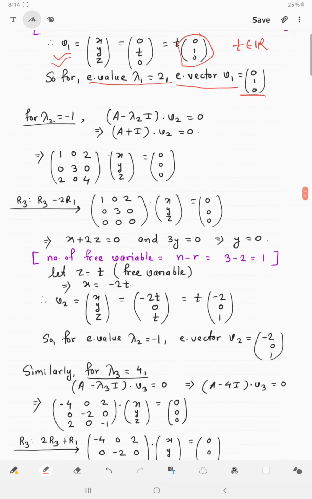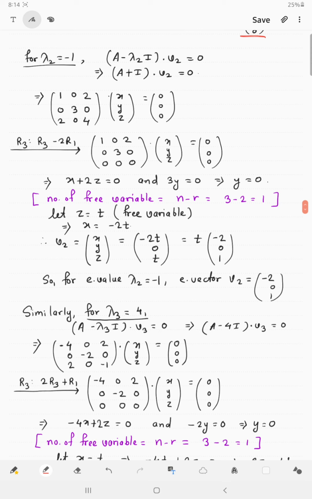Now I will take the second eigenvalue, lambda 2 equal to minus 1. Same, I have (A minus lambda I) into v equal to 0. Here I take the second eigenvalue, so lambda 2 into I, with v2. The value of lambda 2 is minus 1, so A minus (minus 1) I. So minus minus becomes plus, so (A plus I) into v2. If I do the multiplication and addition, I have this matrix equal to 0.